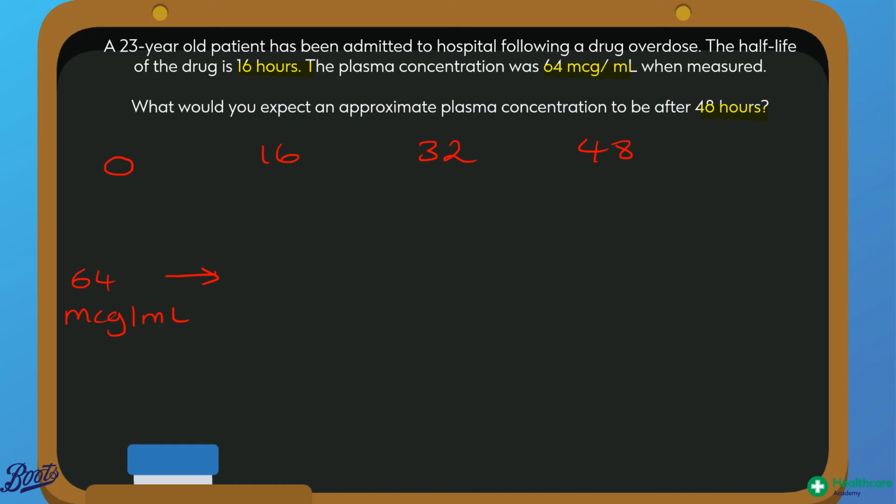So after 16 hours, we're just going to divide the number from 0 hours by 2. So 64 divided by 2 to give us 32 micrograms per milliliters. The same principle after 32 hours, so 32 divided by 2 to give us 16 micrograms per milliliters. And then after 48 hours, we're simply going to divide 16 by 2 to get 8 micrograms per milliliters.